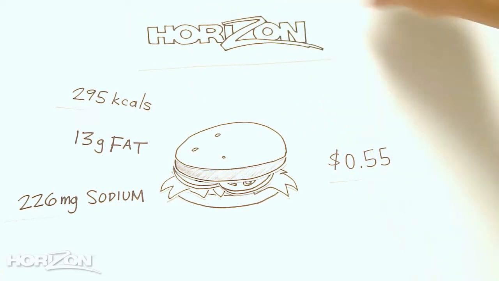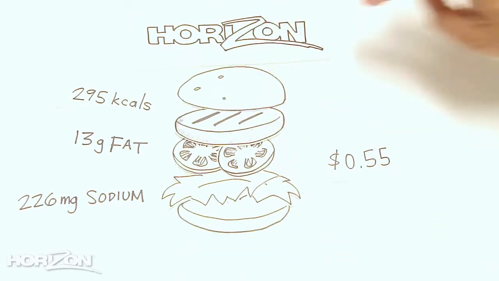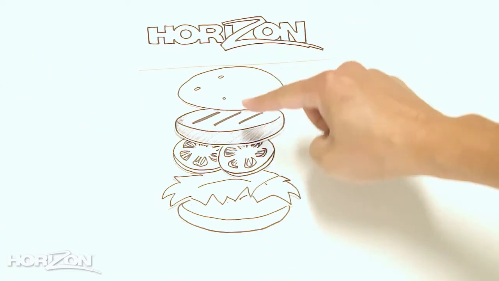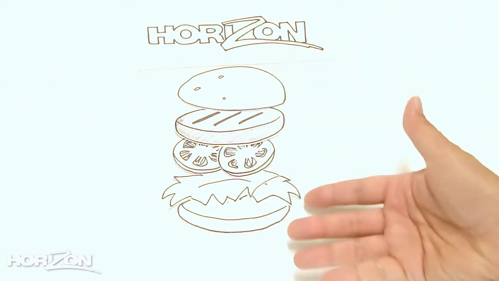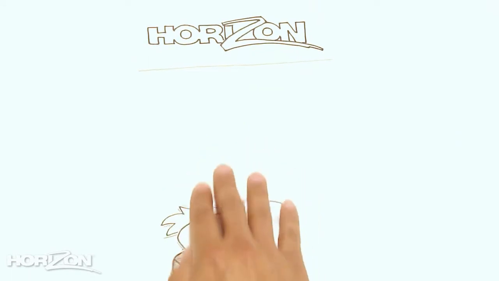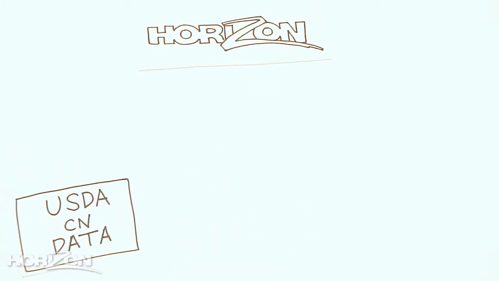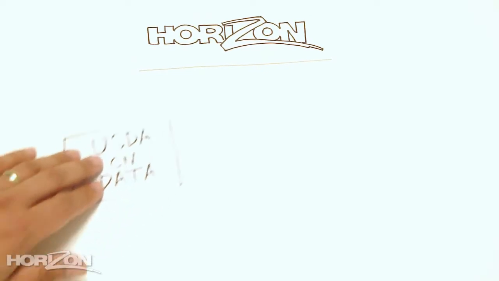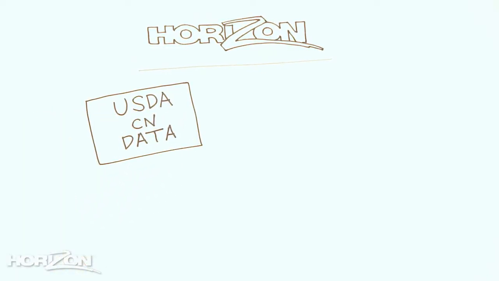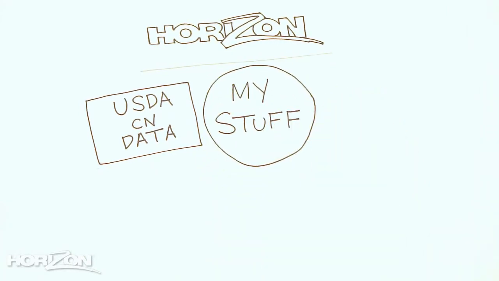For the software to analyze our hamburger, it has to know the value and cost of each of its individual ingredients. To help out, the USDA has provided a database of nutritional values for thousands of commonly used ingredients from across the country. This USDA database is bundled in Horizon software for you to use. For local items not found in the USDA database, you can add your own ingredients into the software too.